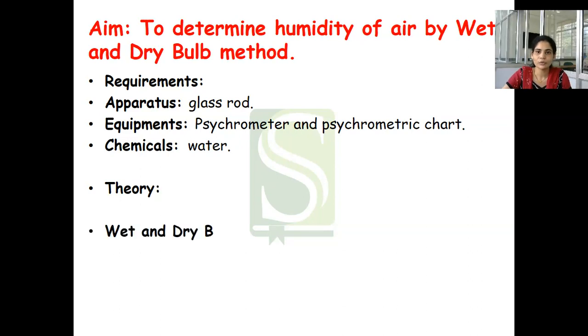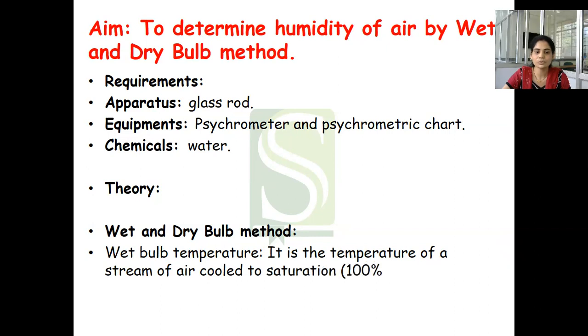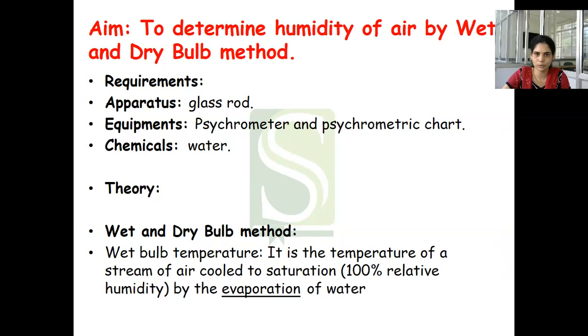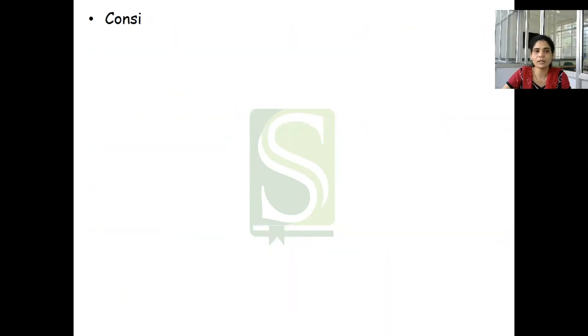Now let us see what exactly the wet bulb and dry bulb methods are. Wet bulb temperature is the temperature of a stream of air which is cooled to saturation, that is 100% relative humidity, by the evaporation of water, and this cooling is done by the latent heat supplied by the stream of air.